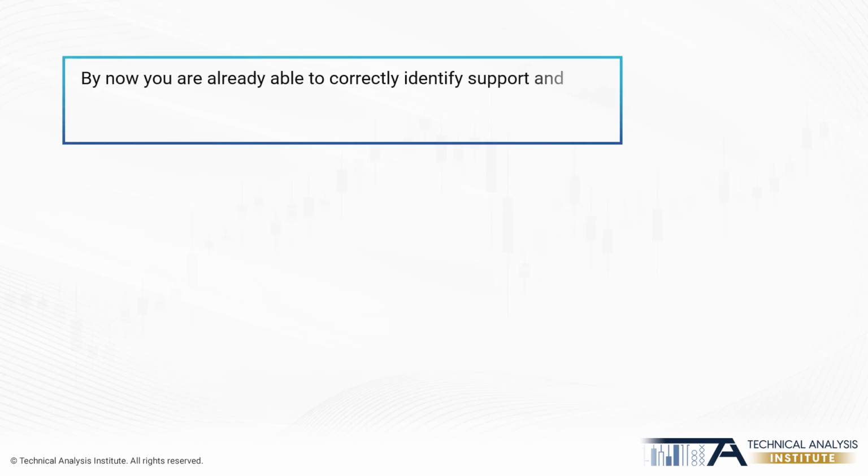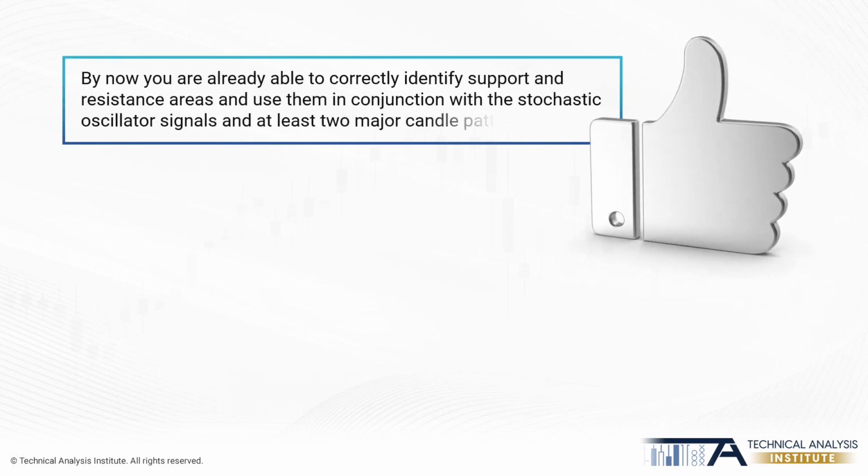By now, you are already able to correctly identify support and resistance areas and use them in conjunction with the stochastic oscillator signals and at least two major candle patterns, the shooting star and the bullish hammer. We made several videos addressing those patterns, and if you have not watched them yet, you may want to check them out once you finish this lesson.